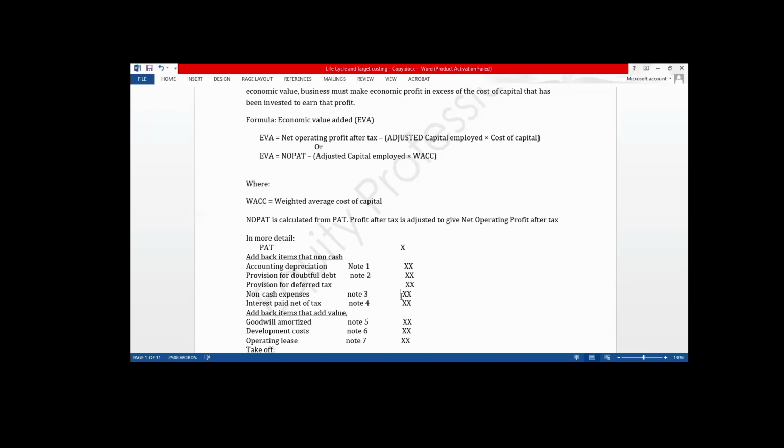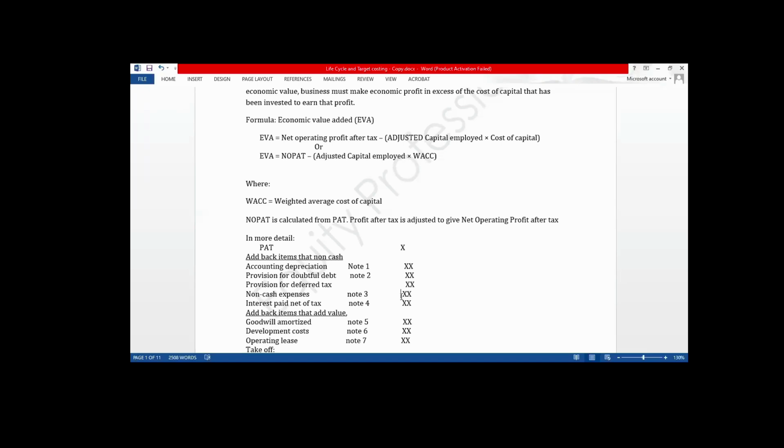Next, interest net of tax. You are going to pick the interest. Then you are going to deduct tax. The interest, that is your finance cost or finance charges, will be added back because we are trying to determine value to the provider of capital, people that have contributed money.